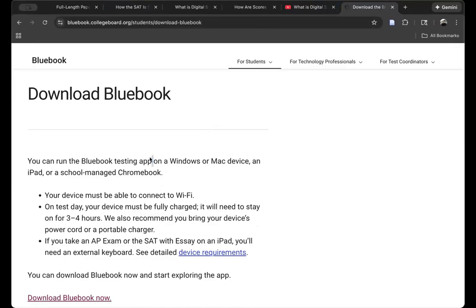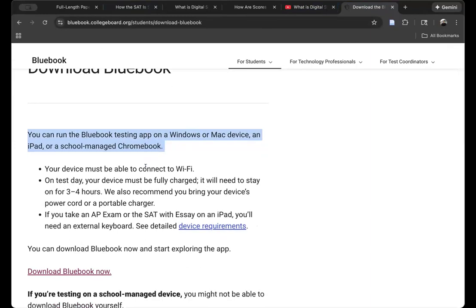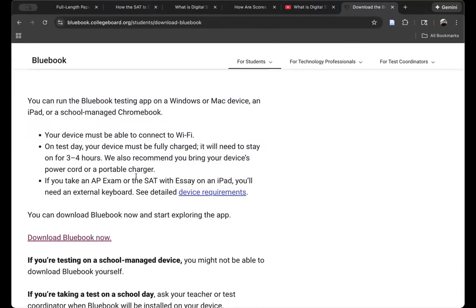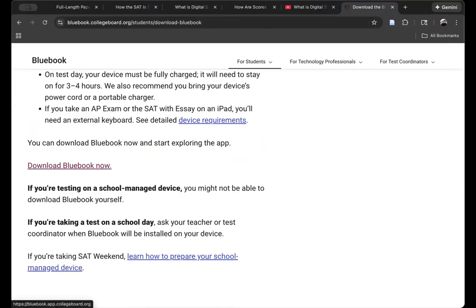So the Blue Book, like was mentioned in the video, is an application that's a testing platform. This requires certain features. Your device must be able to connect to Wi-Fi, your device must be charged. You may also need a keyboard. The Blue Book app is available through the App Store.